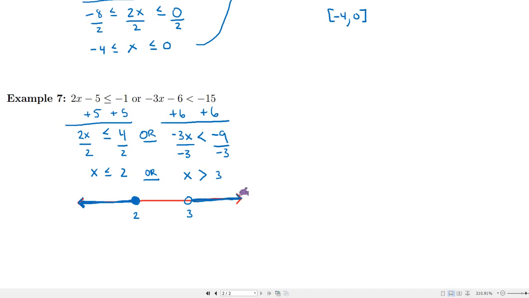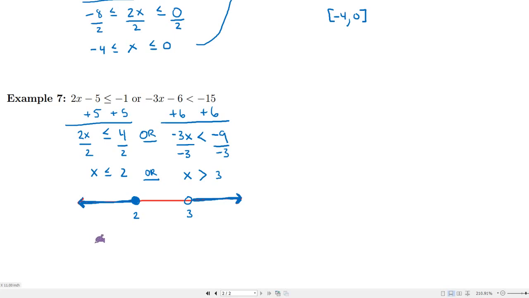So when you're dealing with ors, you're not looking just at the overlap. You're saying you can be in this part or this part. There actually may be overlap between those two, but in this situation, a solution is, well, you could be over here or you could be over here.